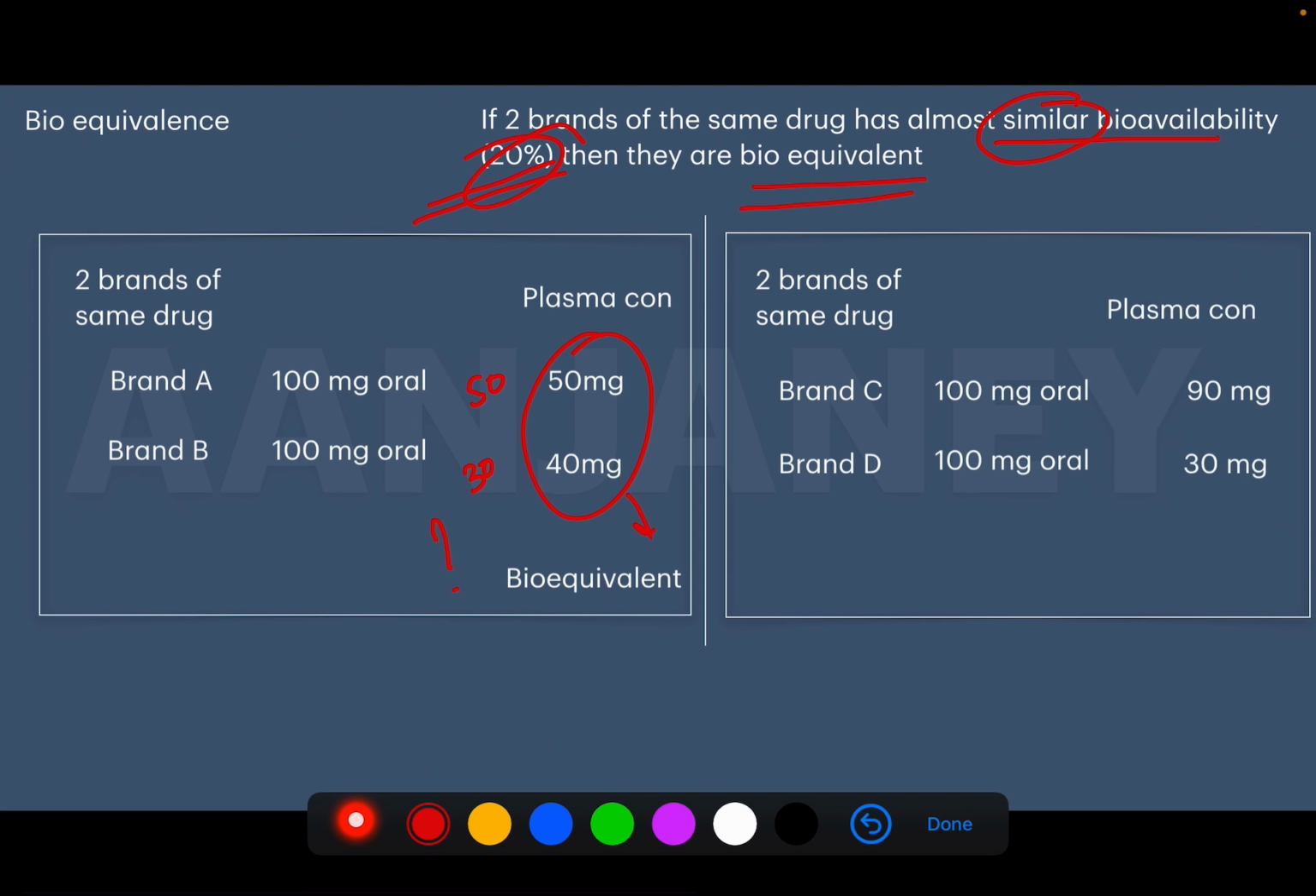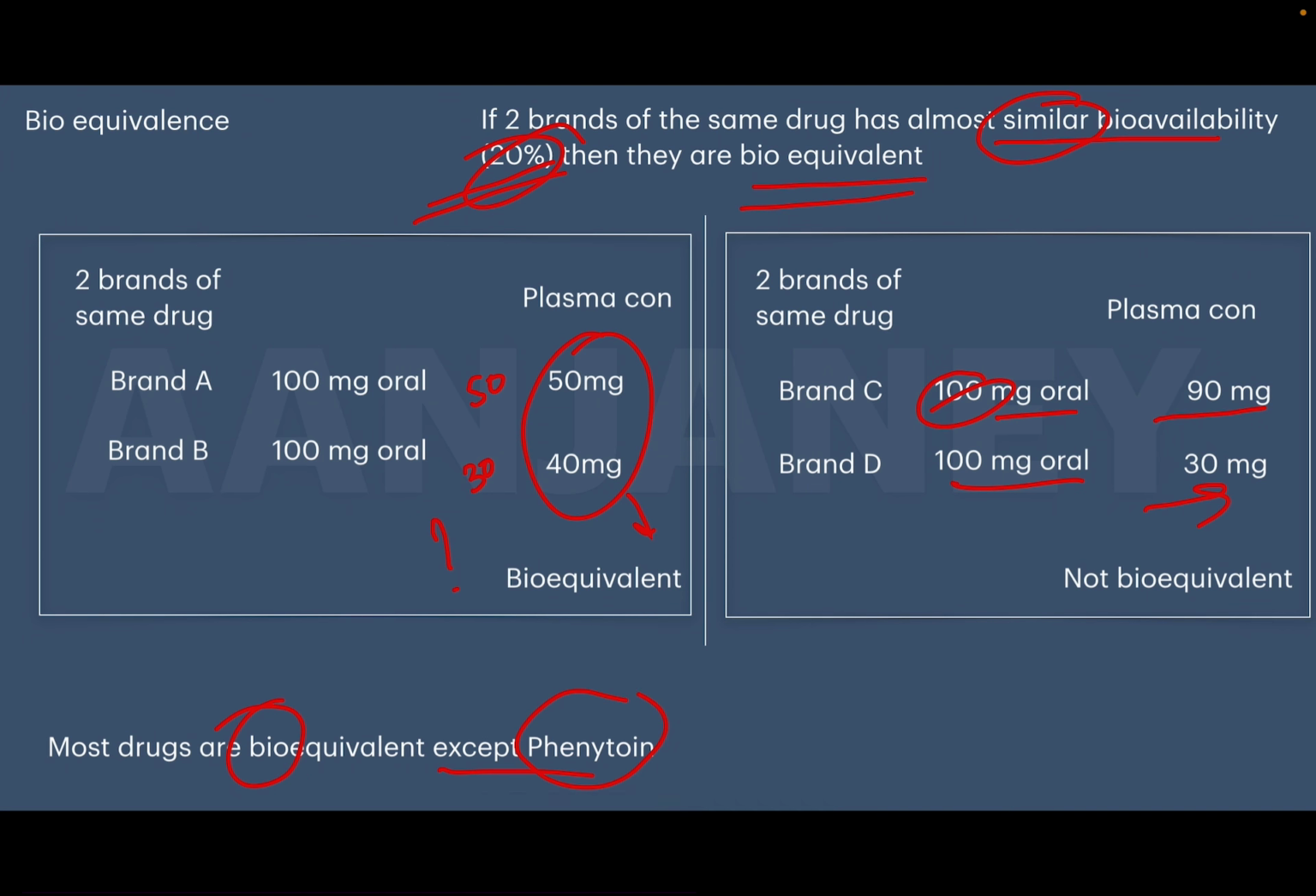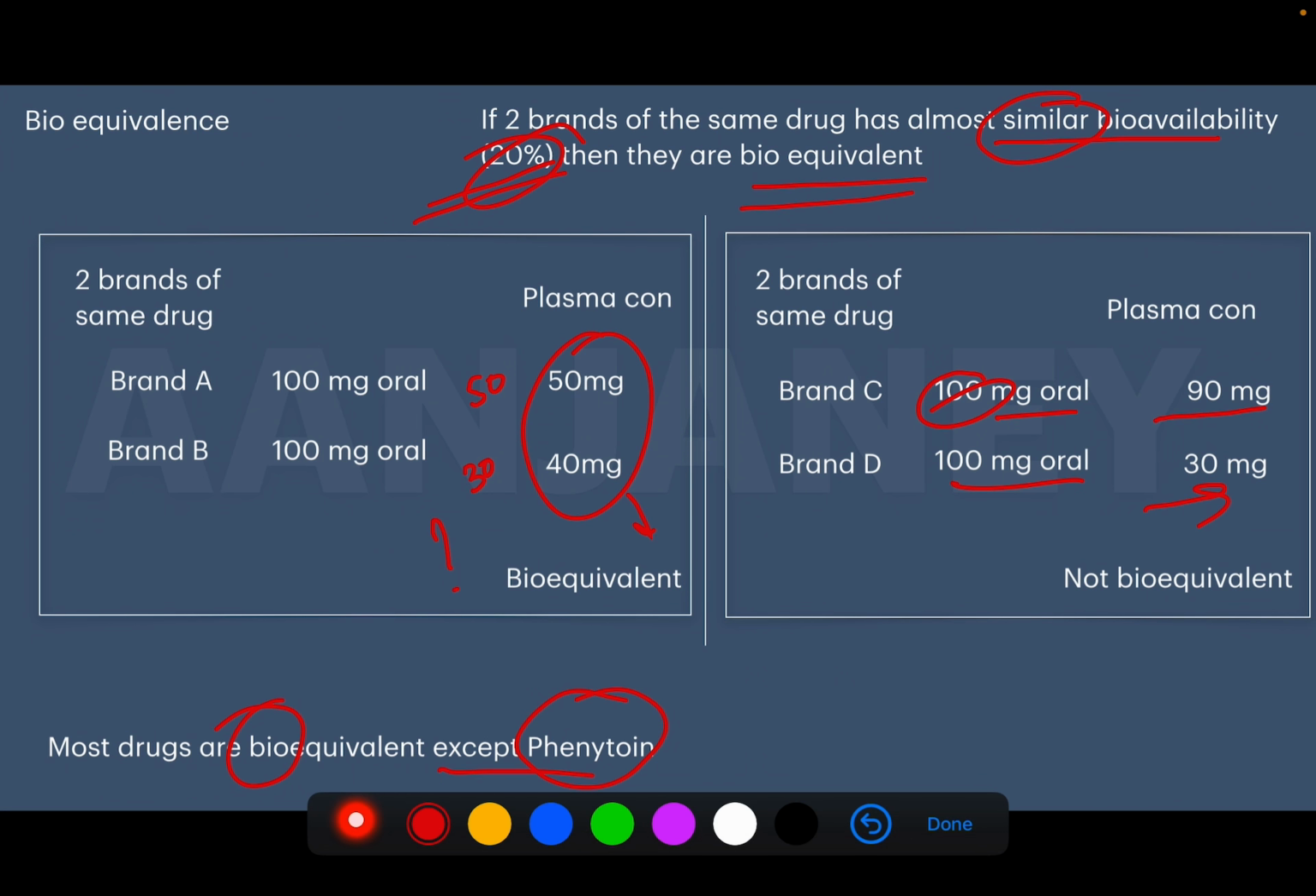Here I gave two drugs of 100 milligram, the same dose, but from one I got 90 milligram plasma concentration, and from the other I got 30. So these are not biologically equivalent. Done. Now mostly all drugs that you get in the market are bioequivalent, but some are not. For example, phenytoin. Now there is an interesting story.